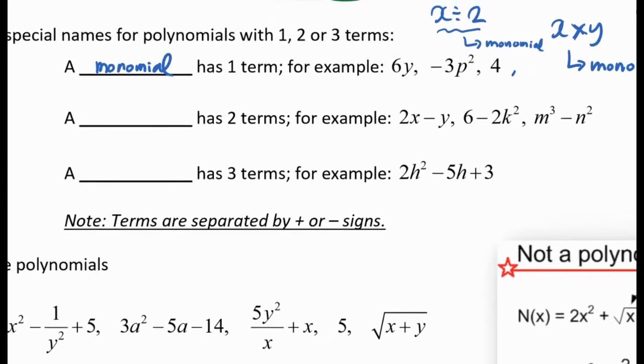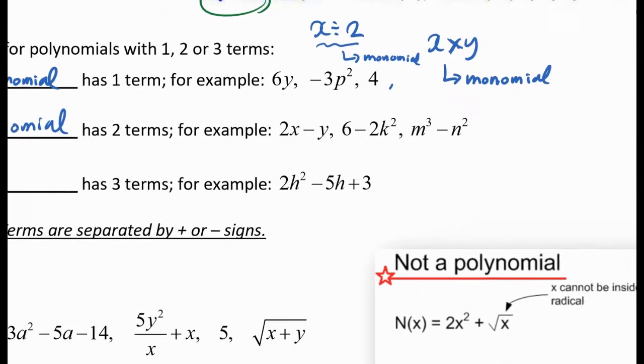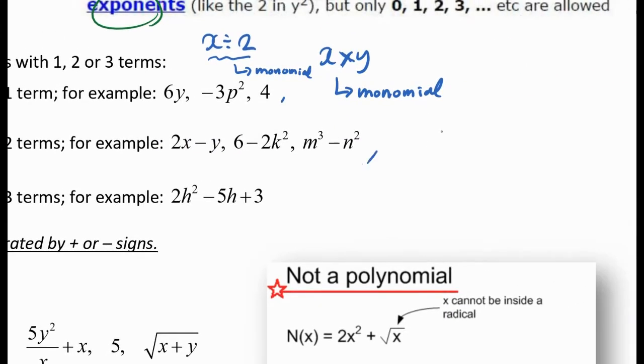Okay, next has two terms, binomial. A binomial has two terms, 2x minus y, 6 minus 2k squared. So those are two terms. And everyone, when I ask you, is 5 times x binomial? You should say no, because this is same as 5x. It's a monomial. Okay?